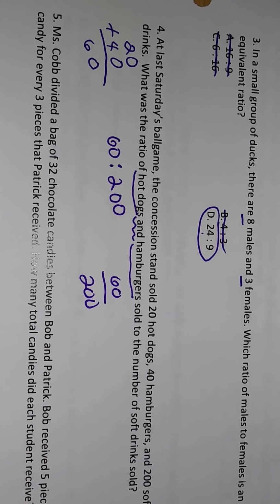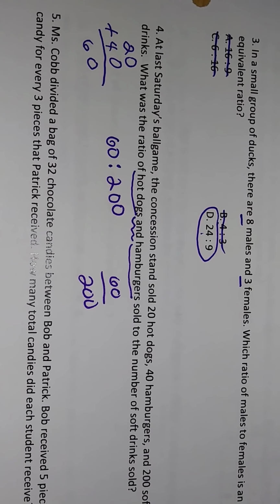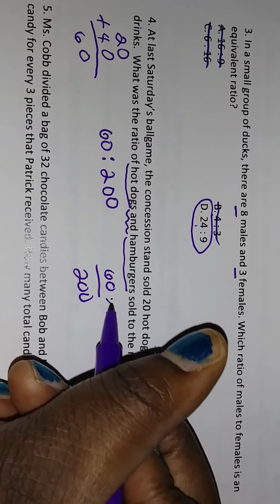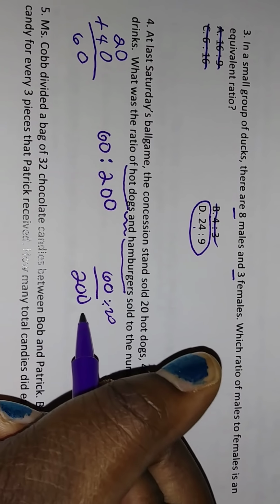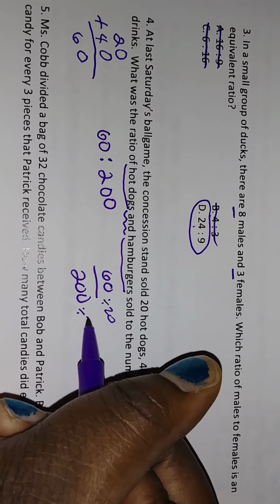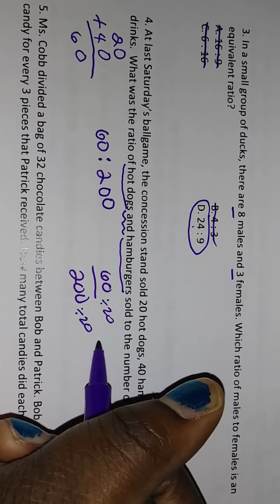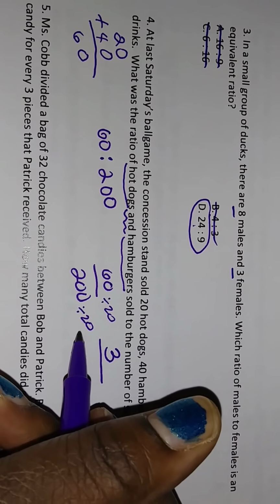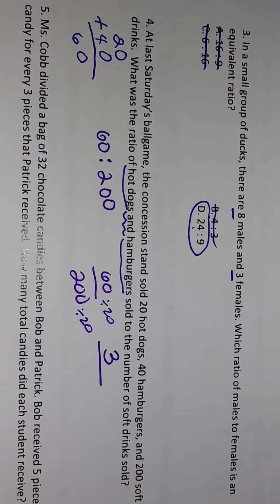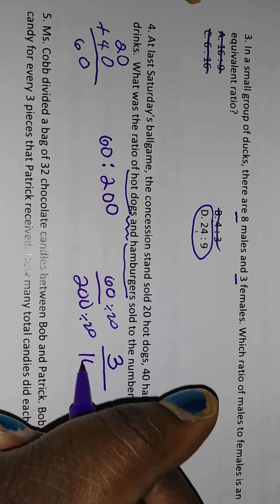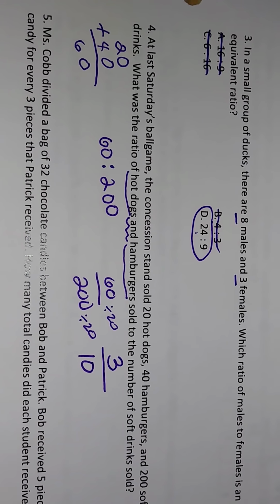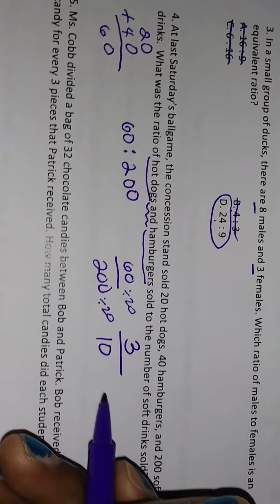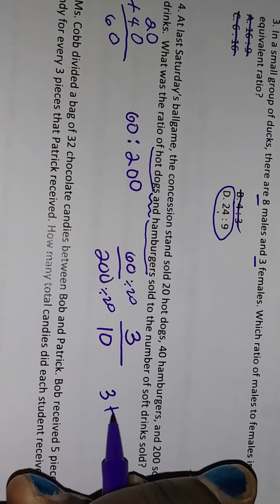60 and 200, they both share a factor of 20. So if I use a factor of 20, that means I'm dividing my numerator by 20. 60 divided by 20 is 3. And I'm dividing my denominator by 20. 200 divided by 20 is 10. So my ratio of hot dogs and hamburgers sold to the number of soft drinks sold is 3 to 10.